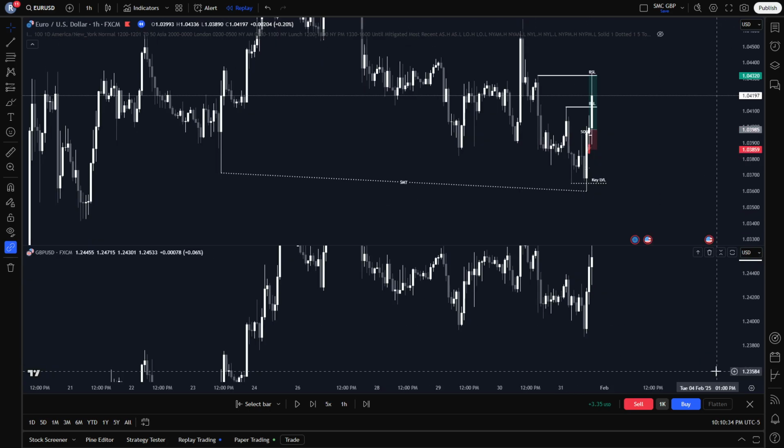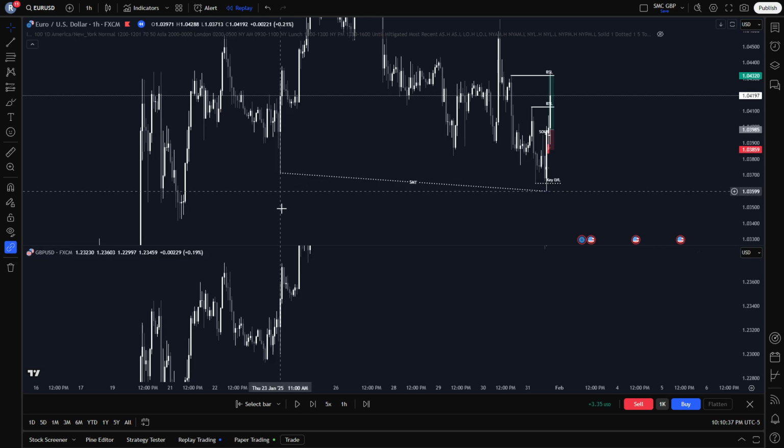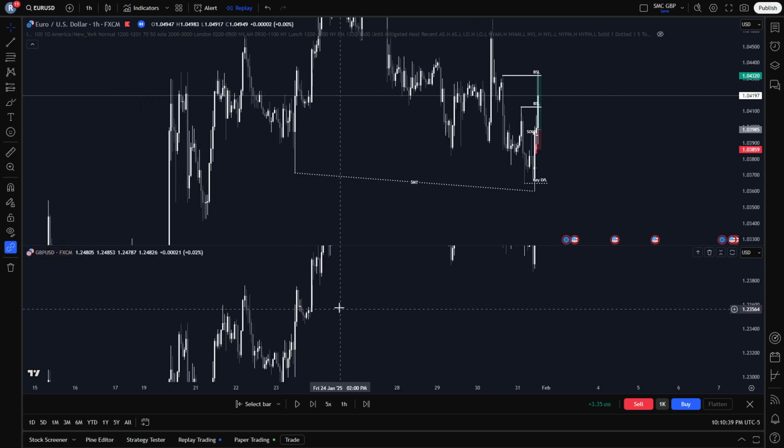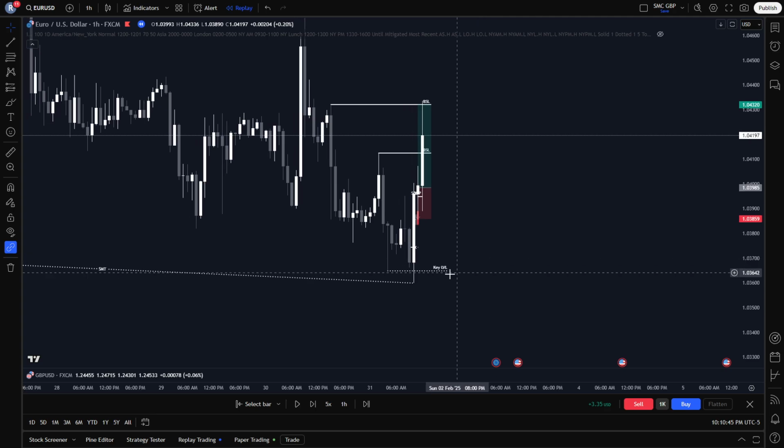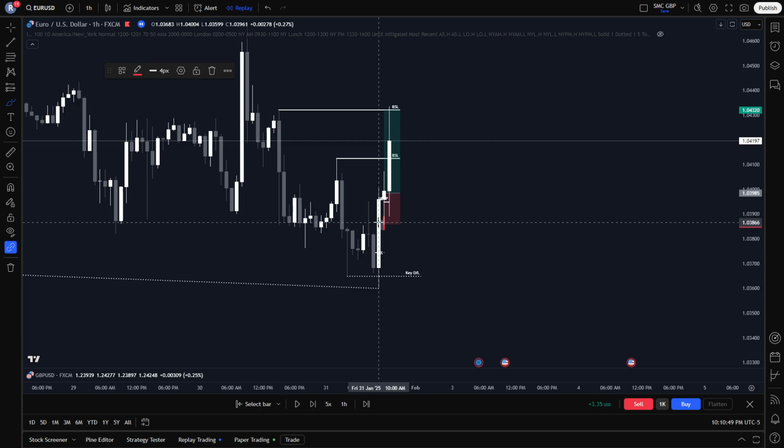And SMT is just your diverging market structure, so you'll notice on our correlating asset pair, the British pound just never took out the low. So that's where your SMT stems from. So we have our high time frame sweep of liquidity and our diverging market structure. This is what gives us this narrative that we want to go higher.